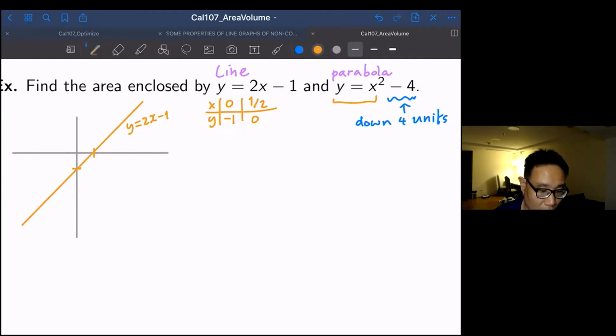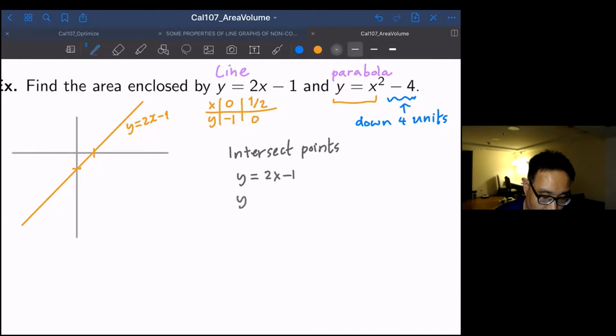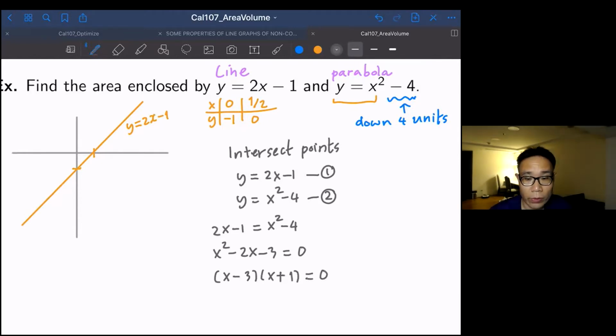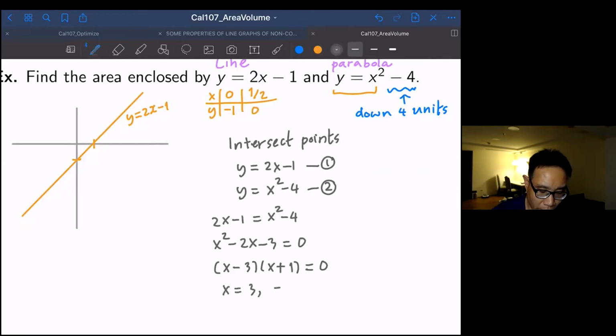Before I graph the parabola, let's find the intersection points. The thing that's important in the graph is also the intersection points. We're gonna solve for x and y simultaneously for the system of equations y equals 2x minus 1 and y equals x squared minus 4. This is your first equation, and this is your second equation. So 2x minus 1 equals x squared minus 4. You solve and get x squared minus 2x minus 3 equals 0. That factors into x minus 3 times x plus 1 equals 0, so you get x equals 3 and negative 1.